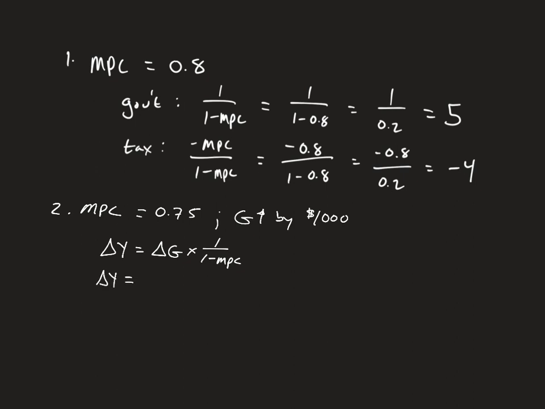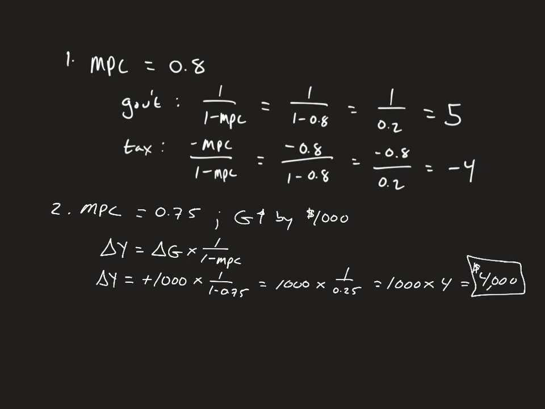My change in GDP is what I'm looking for. We know this is going to be positive 1,000 multiplied by 1 over 1 minus 0.75. That's going to be 1,000 times 1 over 0.25, which is 1,000 times 4, which is going to equal 4,000. So if we're holding all else constant and the MPC is 0.75, when government purchases increase by $1,000, we'll see real GDP increase by $4,000.